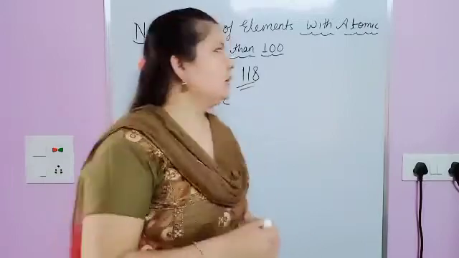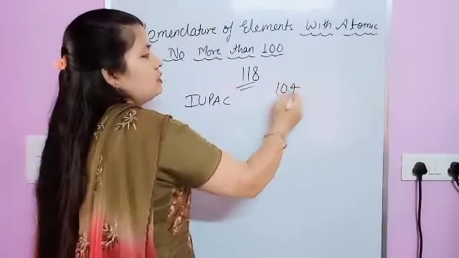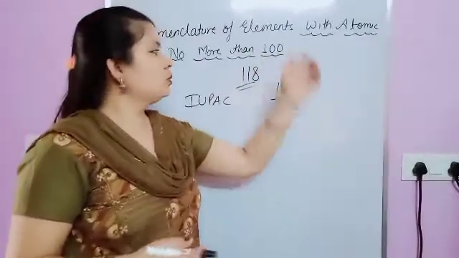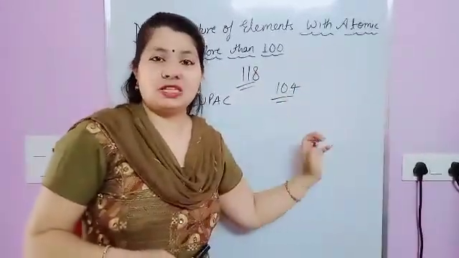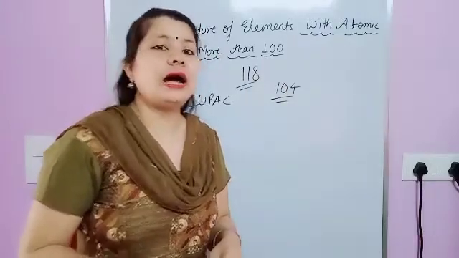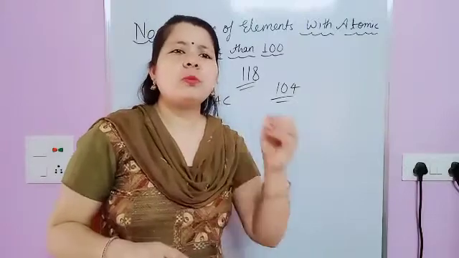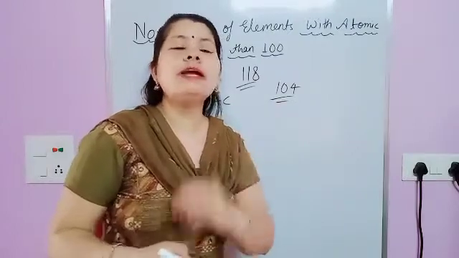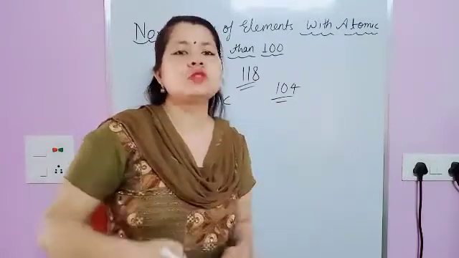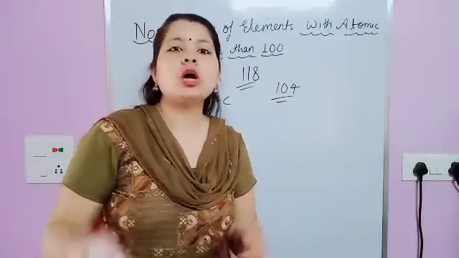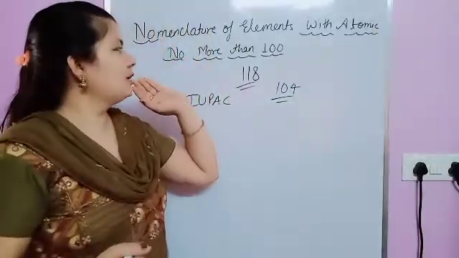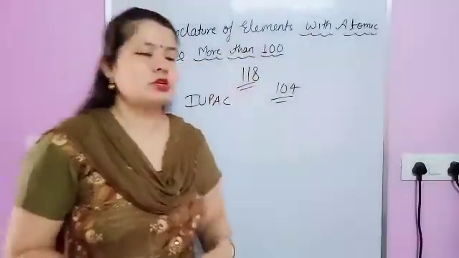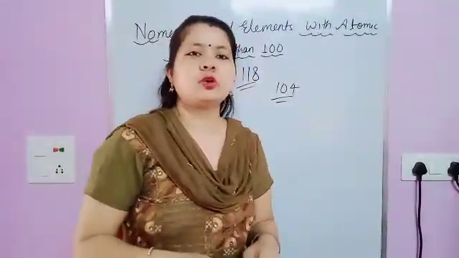Why? Especially the 104th element is an example. In the case of elements with atomic number more than 100, their atomic mass is generally very high, and they are highly unstable, and generally they are obtained in very small amounts. The scientists obtained them in very minute amounts, so there were some disputes regarding their discoveries. To sort out that problem, IUPAC gave the IUPAC nomenclature of elements.